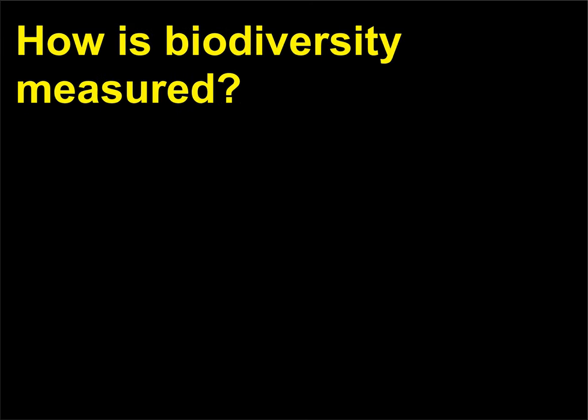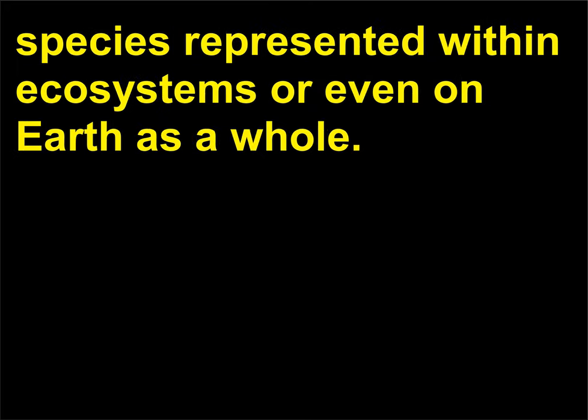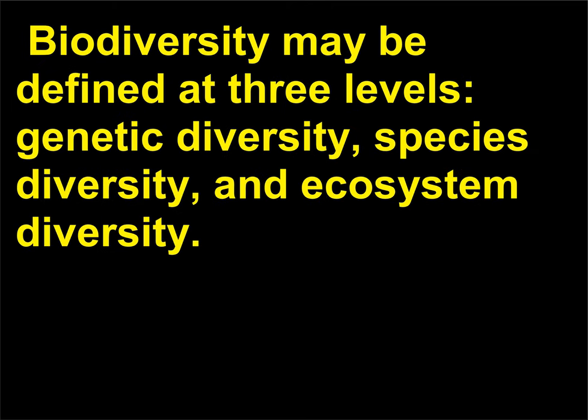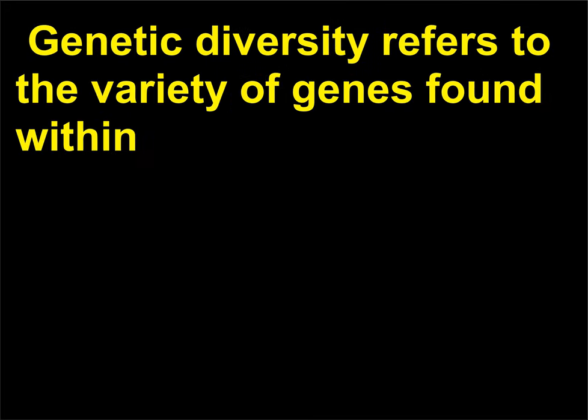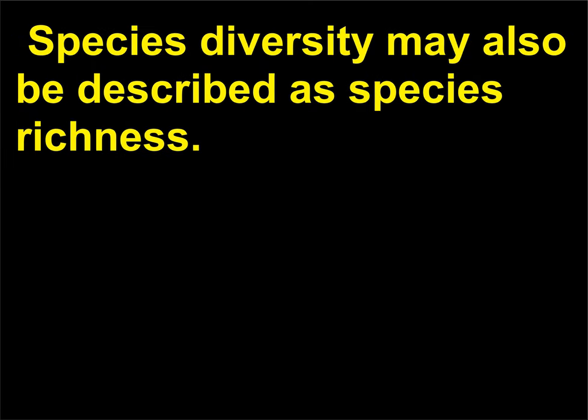How is biodiversity measured? Biodiversity, or biological diversity, refers to the breadth of species represented within ecosystems or even on Earth as a whole. Biodiversity may be defined at 3 levels: genetic diversity, species diversity, and ecosystem diversity. Genetic diversity refers to the variety of genes found within a population or between populations of the same species. Species diversity may also be described as species richness.